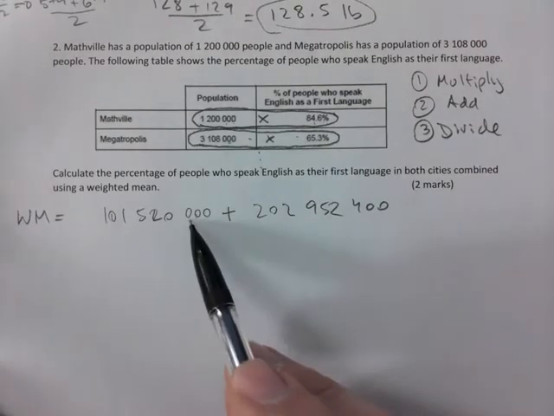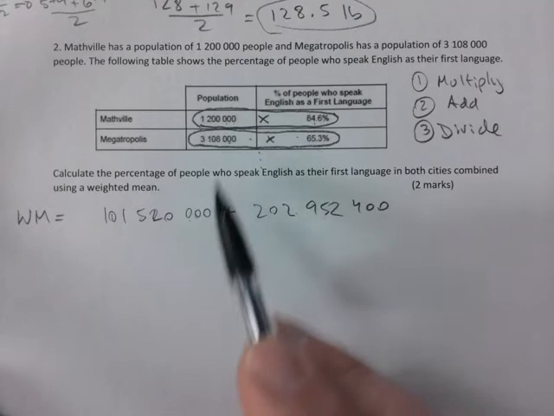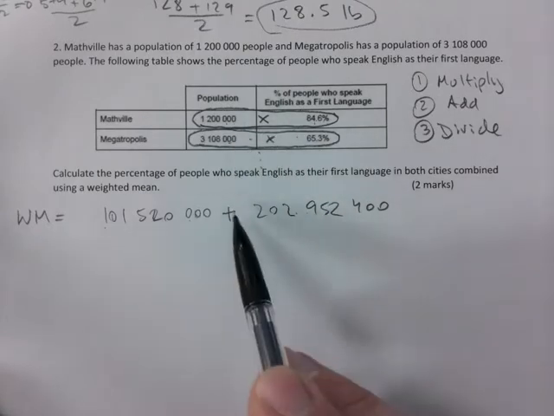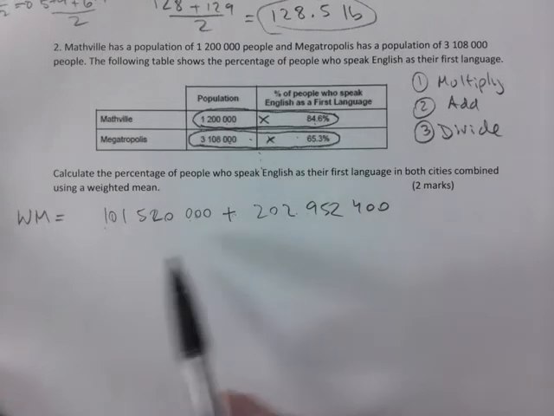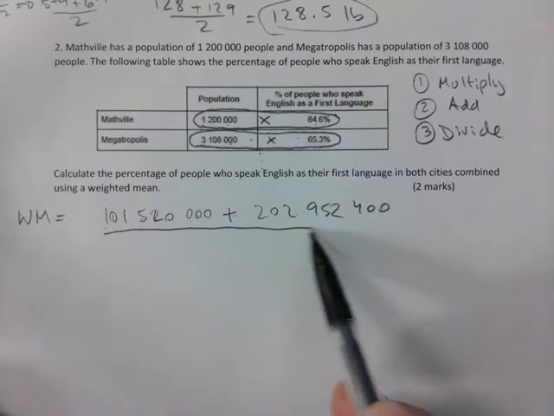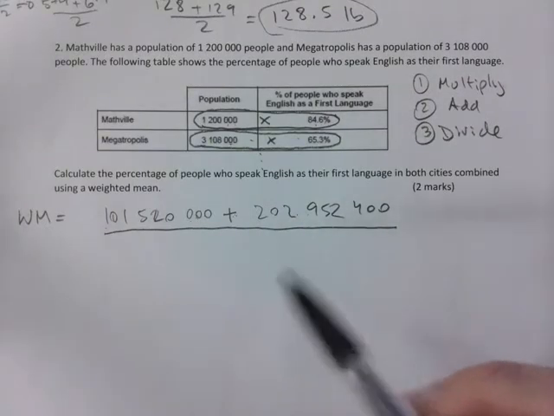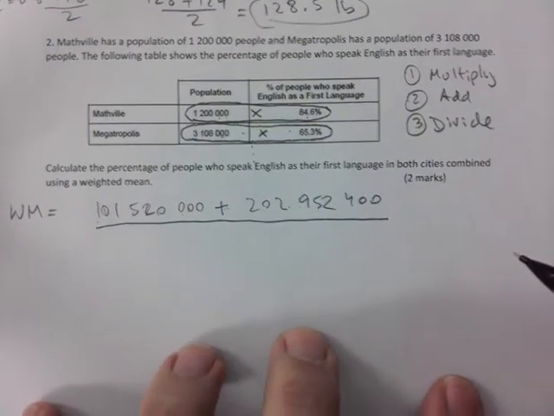So you multiply, right? These 2 numbers were found by multiplying the categories. And then you add, which in this case is just adding 2 numbers. And the last step is to divide by something. And that's the tricky part. This is where you do this. Watch me on the side.